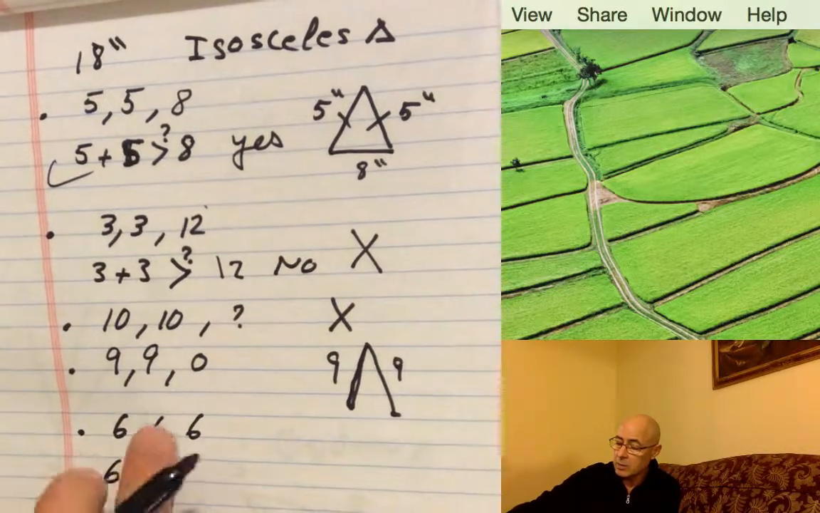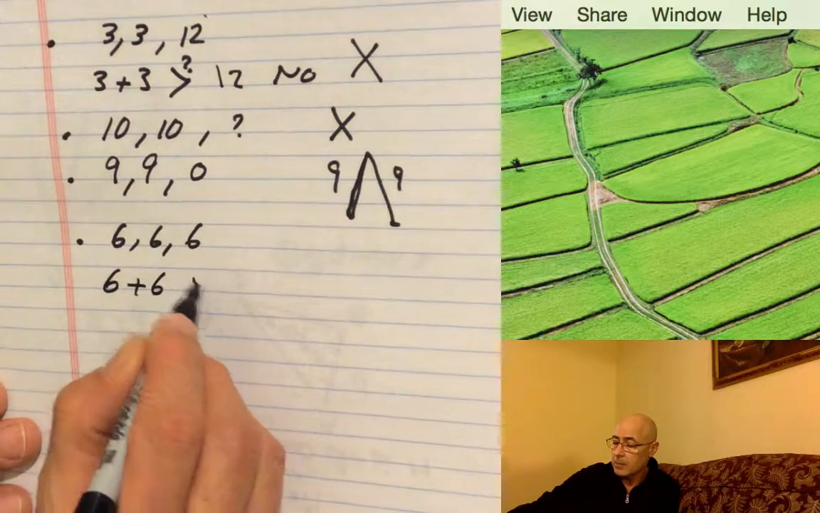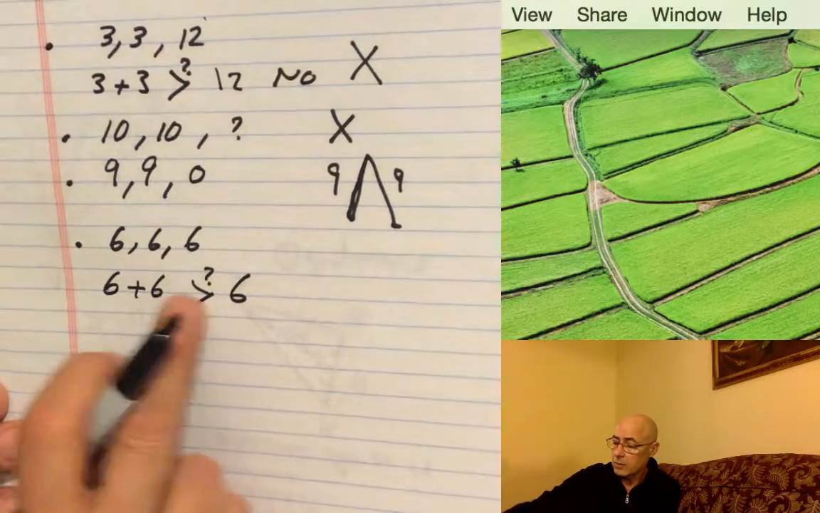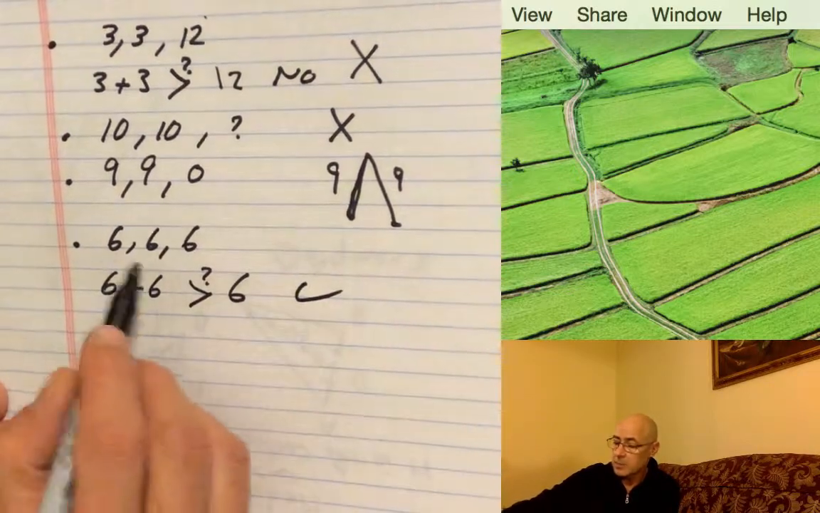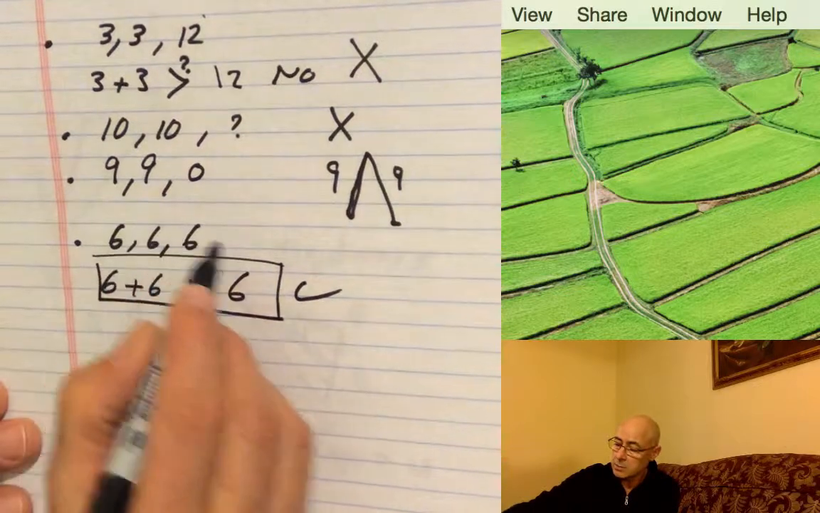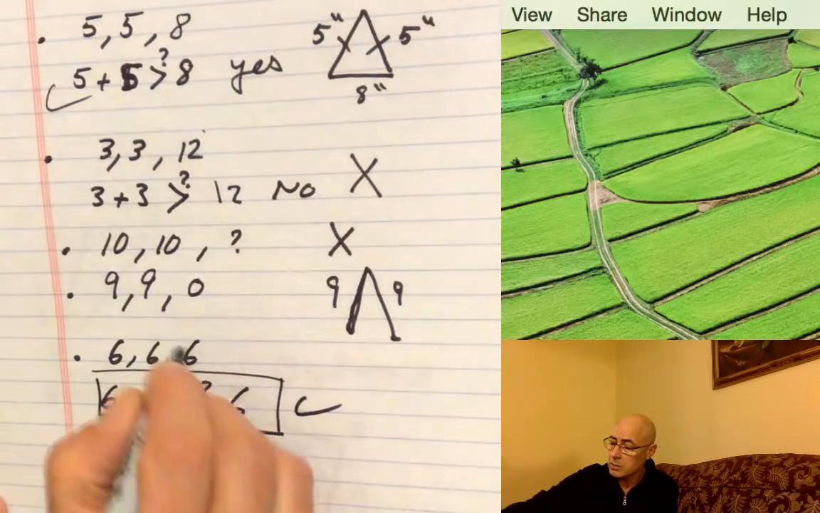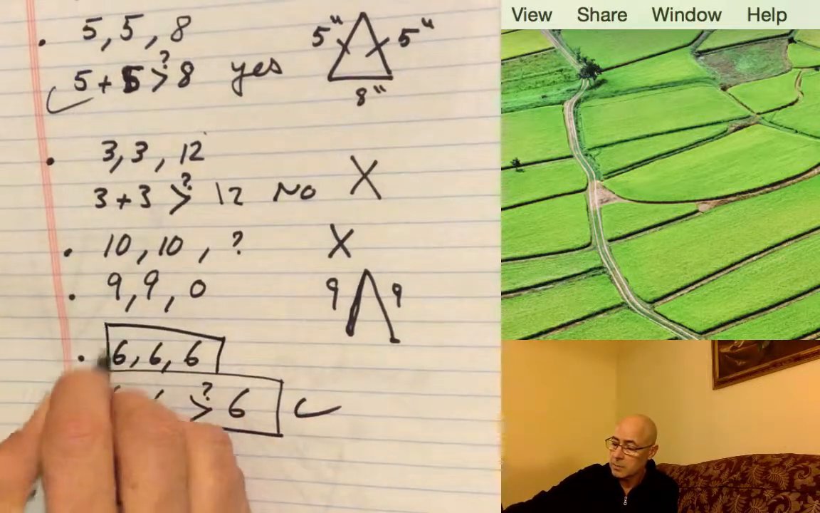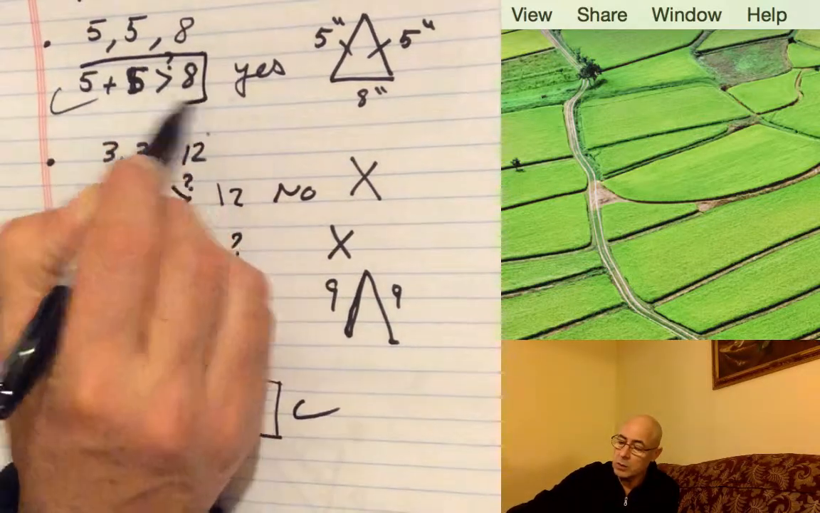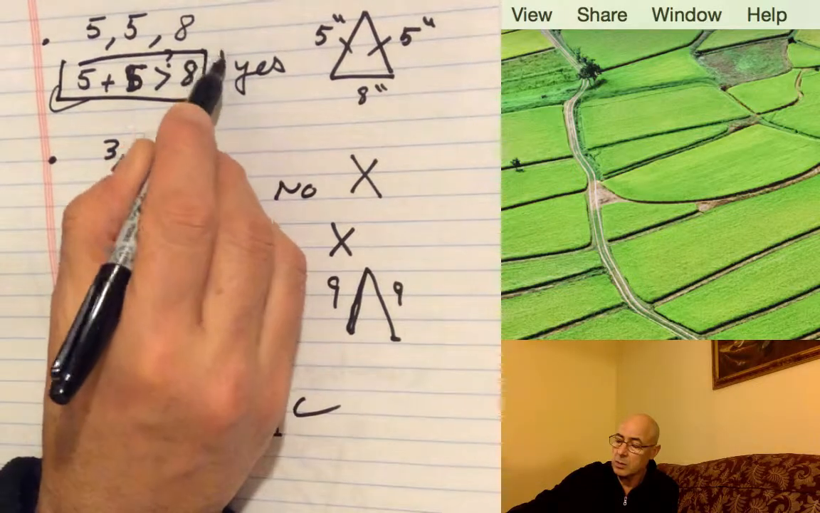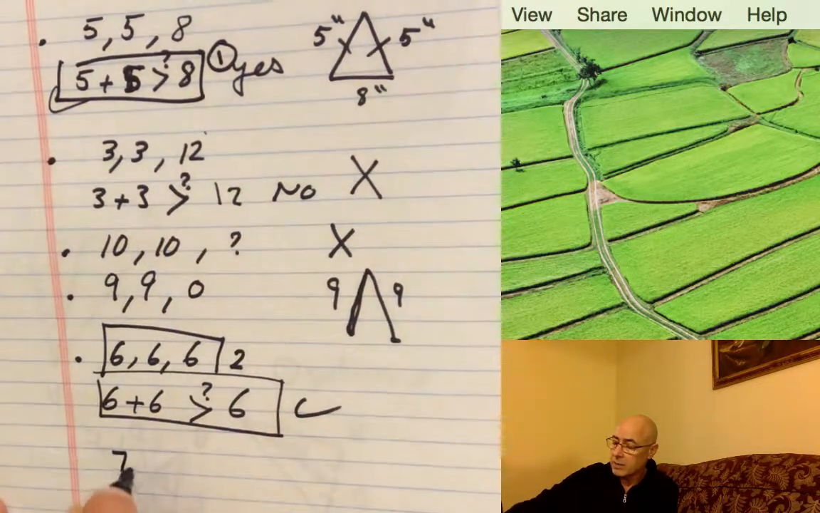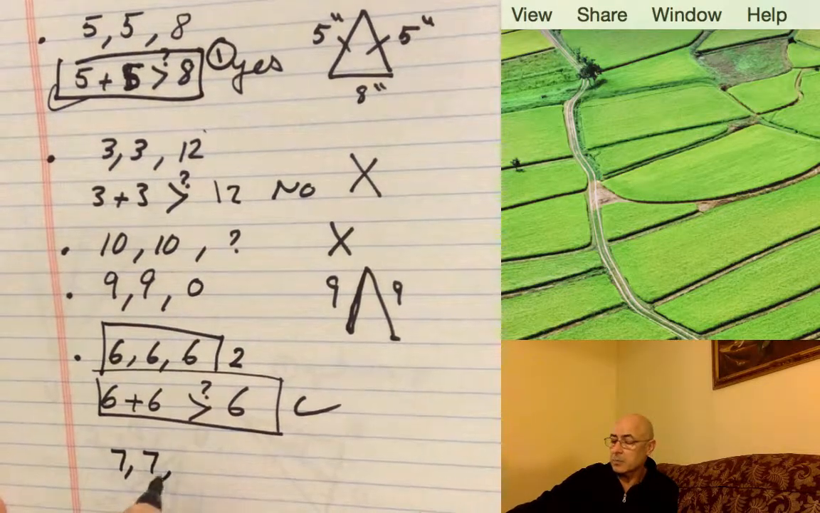I'm going to take these two, 6 plus 6. Is it greater than the third side? 12 greater than 6? Yes. So that's another solution. 6, 6. So now that's the second solution. This one also worked. So that's solution number 1. That's solution number 2. Let's try 7, 7.